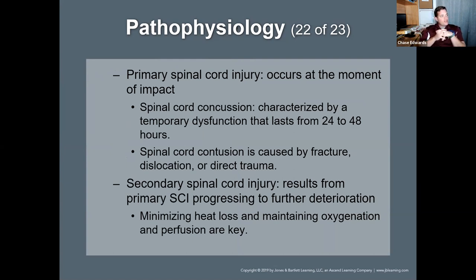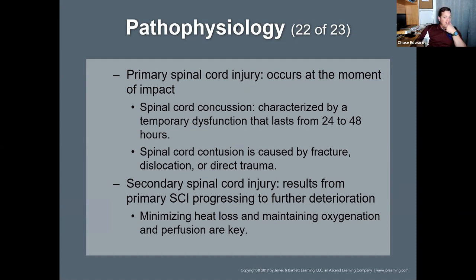So spinal cord injury is going to occur at the moment of impact. Penetrating trauma typically results in the transection of neural elements that are incapable of regeneration. Hypoperfusion and ischemia may also result from this type of injury to the spinal vasculature. Spinal cord concussion is characterized by a temporary dysfunction that lasts from 24 to 48 hours. Spinal cord contusion is caused by a fracture, a dislocation, or a direct trauma.